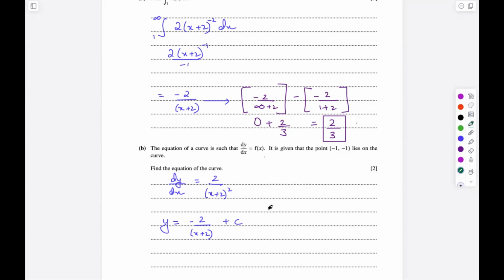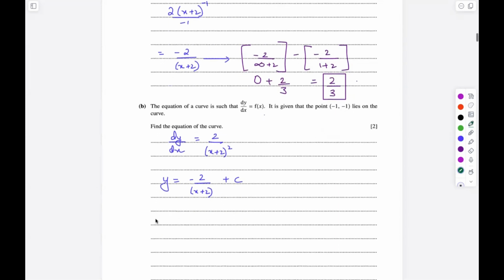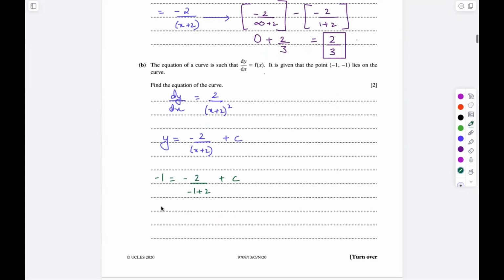To find the value of c, we'll substitute the values of x and y. So y is 1, and x is minus 1, so this will become 1 equals minus 2 upon (minus 1 plus 2) plus c. So 1 equals minus 2 upon 1 plus c. So c will be equal to 1 plus 2, which is equal to 3. Once we have the value of c, we can write the final equation as y equals minus 2 upon (x plus 2) plus c.